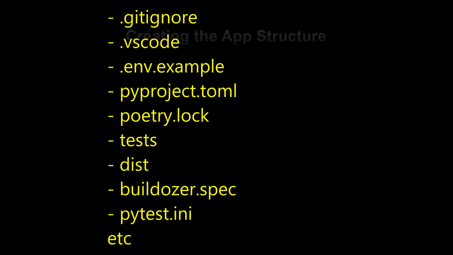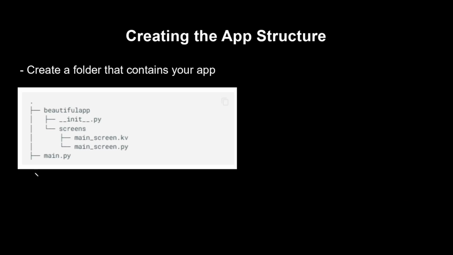So the .gitignore, pre-commit files, .vscode, .yaml, GitHub Actions, buildozer.spec, a lot of files that are related to your project and to the repository of the project, but they are not important for the app itself. So we put the whole app inside a folder called whatever your app is called. So in this case, it's beautiful app. And then we have an init.py file that contains the main app class. So let's take a closer look at this structure.